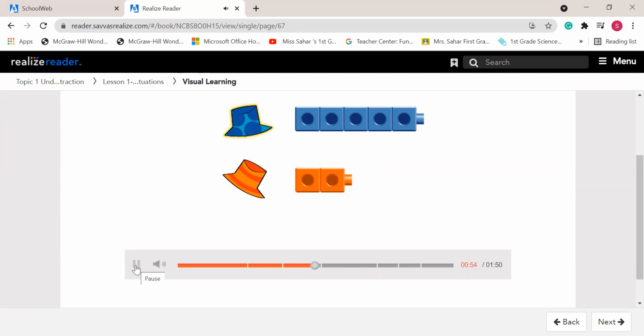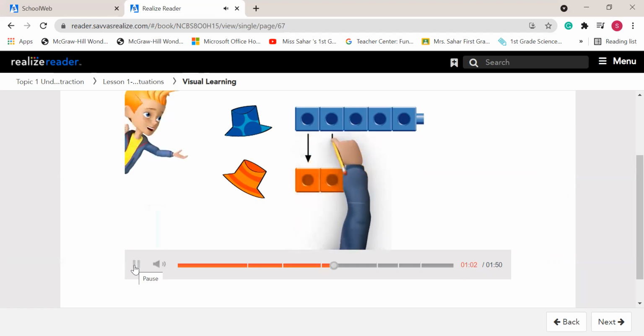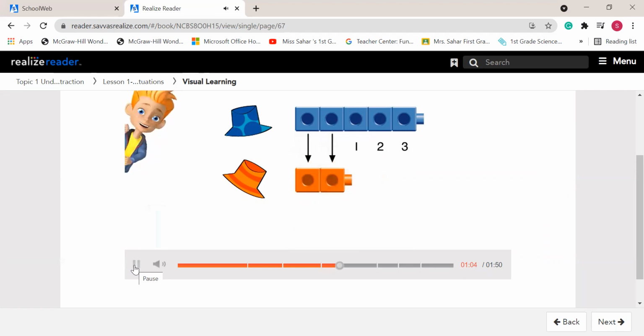How many more blue hats are there than orange hats? If you see how many blue cubes and orange cubes have a partner, that will leave us with the rest that don't have a partner, another color. There are 3 more blue hats than orange hats. You see 3 more blue cubes than orange cubes.